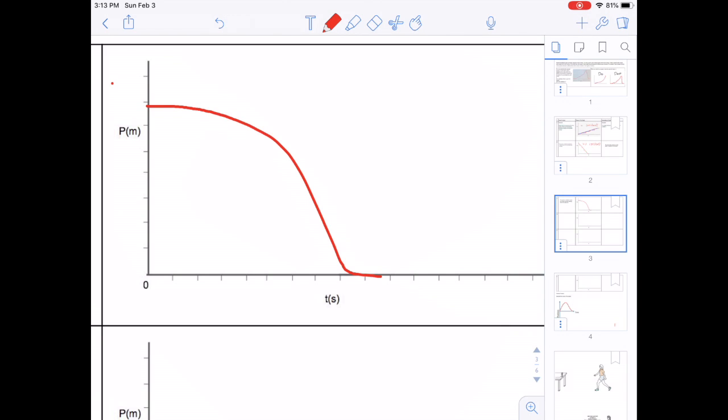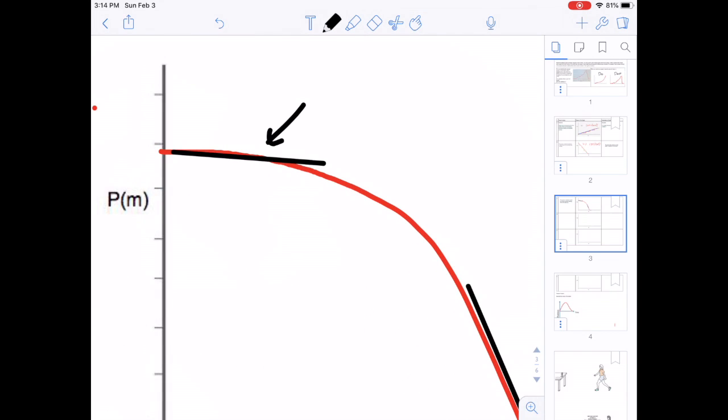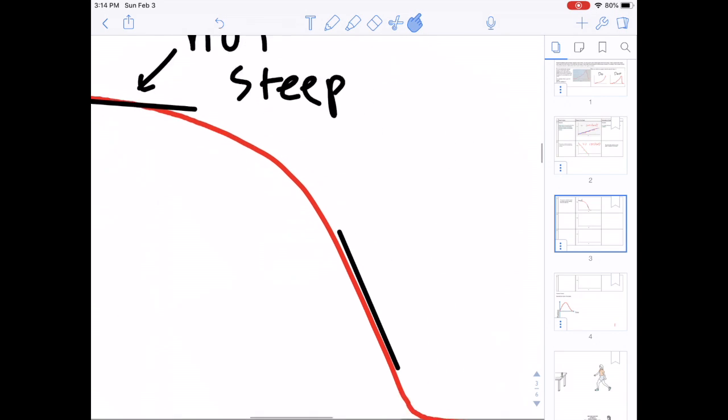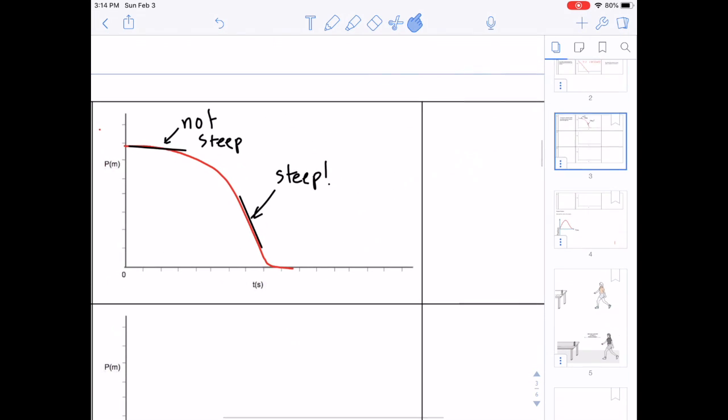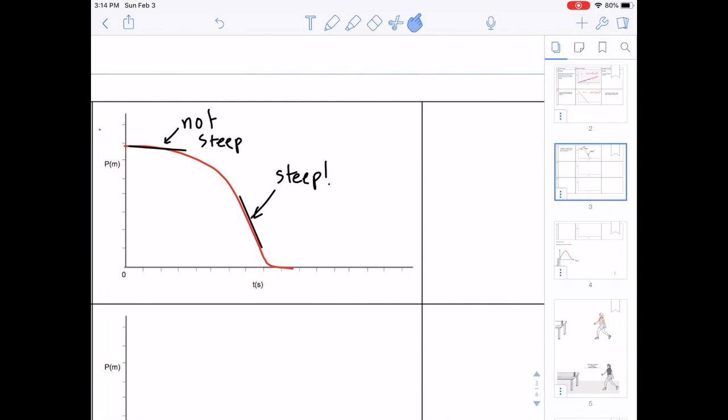So you can kind of see how if I drew a tangent line, that means a line that goes alongside of your graph, at this part, they're not moving very fast, but later in time, they are moving a lot faster. Let me write that a little neater. This slope is not steep, and this slope is very steep. And what that tells you is that that slope is increasing.